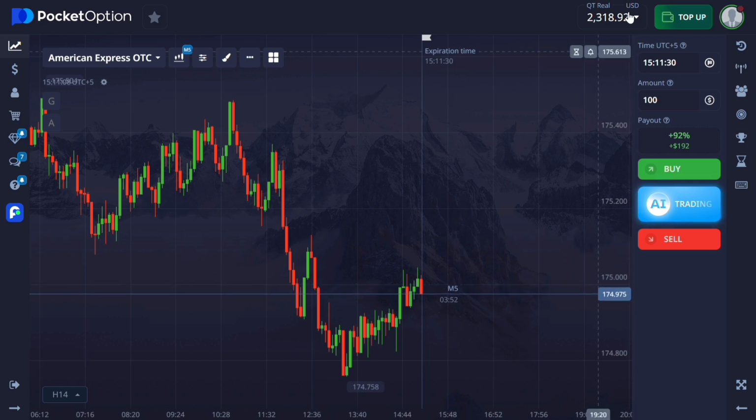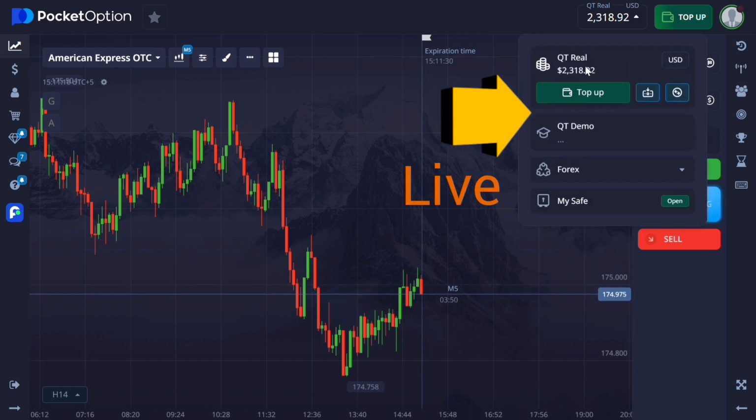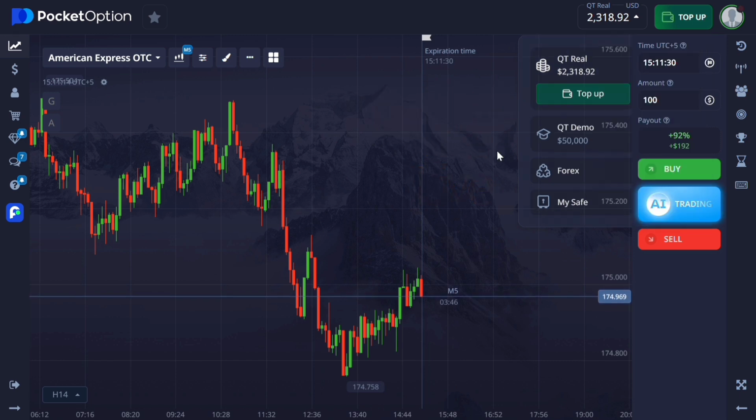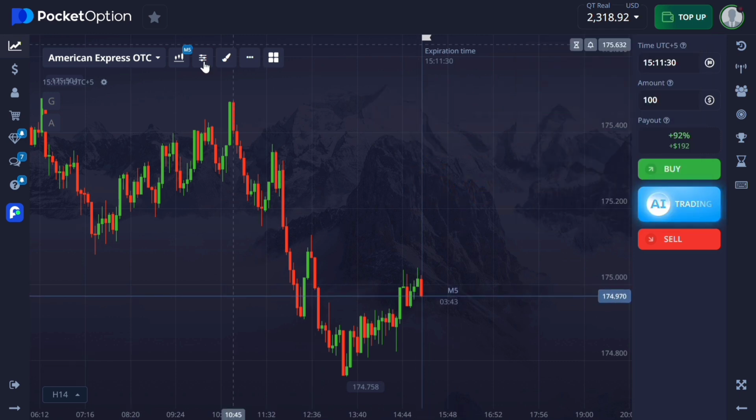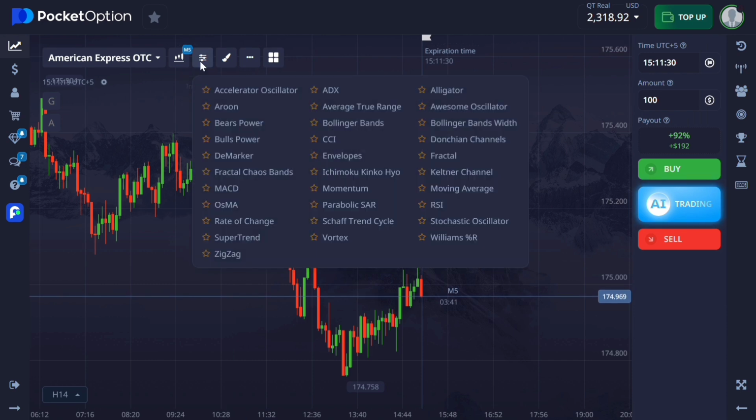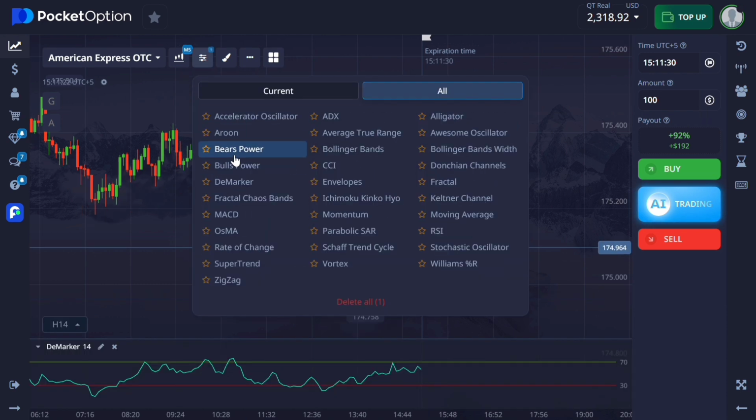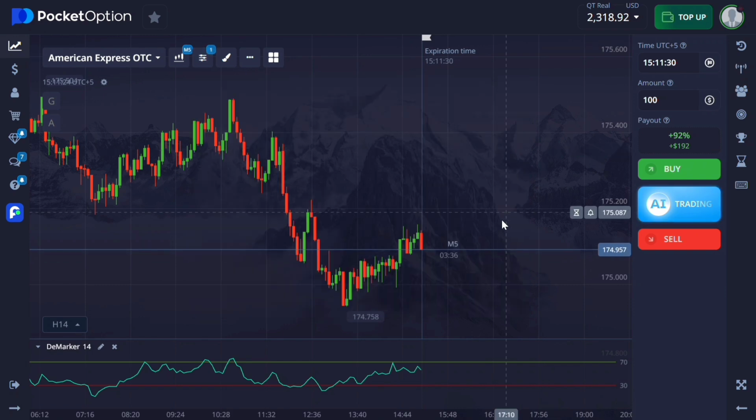Today, we're going to explore one of the most powerful technical indicators in trading, the DeMark indicator. This indicator is a game changer for identifying potential reversal points in a market trend. So, let's dive in. Go to the indicator section and select the indicator.